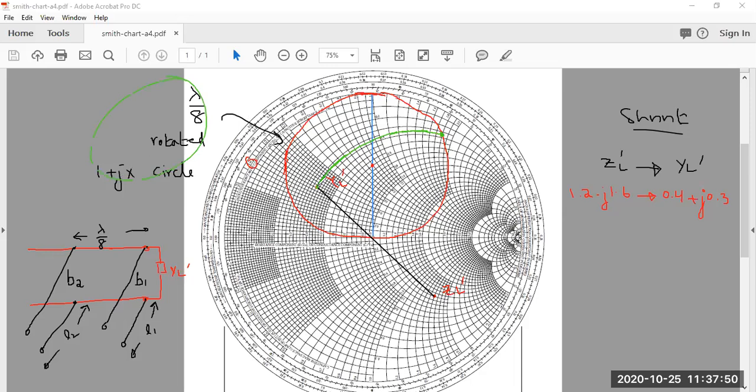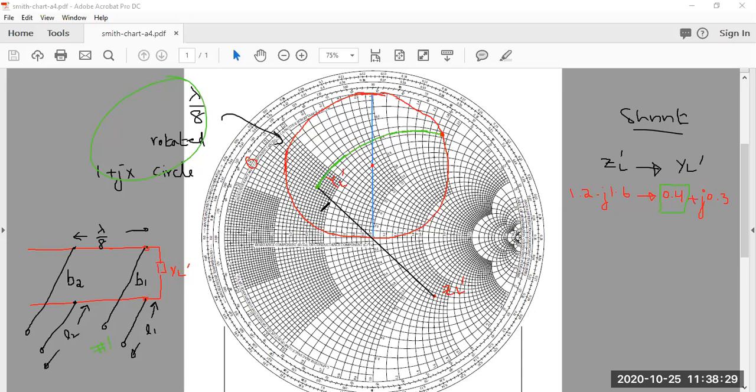You can see that I am moving in such a way that the resistive part 0.4 is not changing, but the imaginary part is changing. I am assuming that I have connected this stub number 1 and it will provide me some B. And my goal is that this stub should provide me this much susceptance so that this point, which was originally at this point, moves to this point.